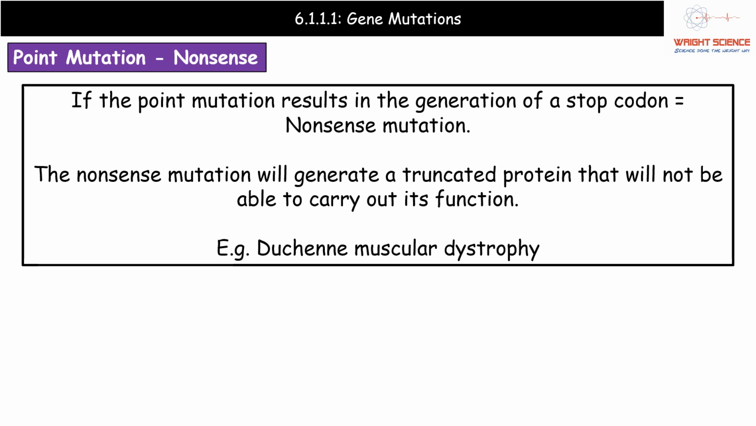Third type of point mutation is the nonsense mutation. And this is where that point mutation has resulted in us creating a stop codon as opposed to anything else. Now, if we've got a stop codon, basically that means that wherever it occurs within our little sequence, it's going to stop the protein being synthesized there, because the stop codons just mean we've reached the end. So as a result of this, what we're likely to form is what we could term a truncated protein, i.e. a shorter protein than it should be. Some bits are missing. As a result of that, it may not be able to carry out its intended function. And so you've got Duchenne muscular dystrophy as an example of one of these nonsense mutations.